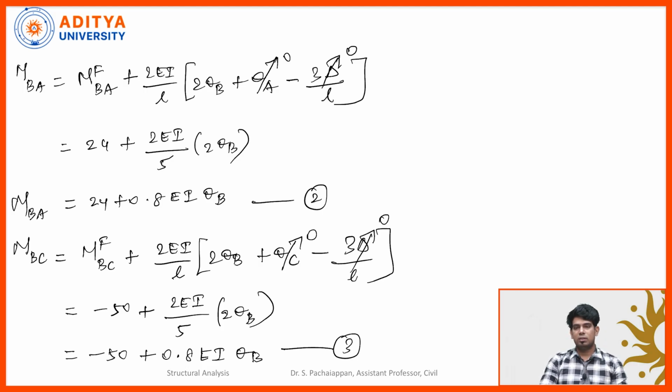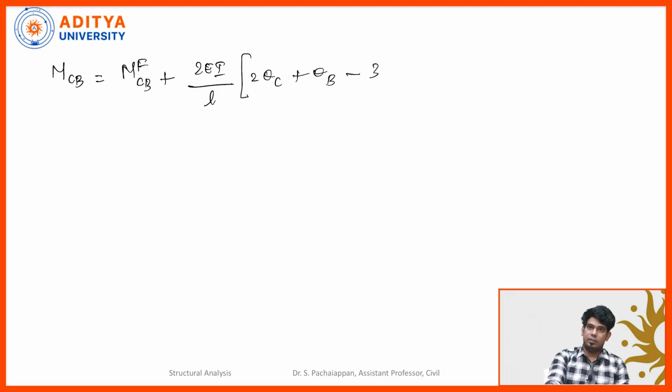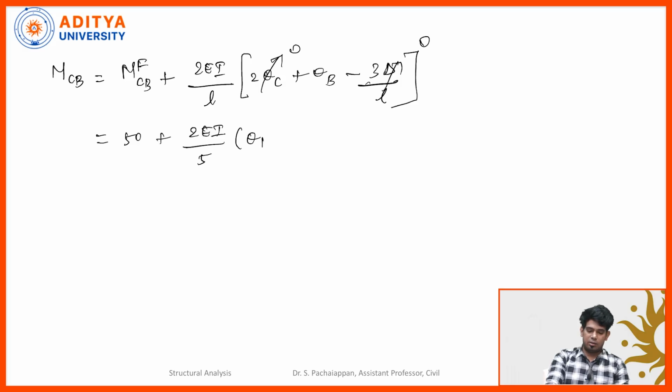So we have one more equation to solve, that is MCB. So this is the value of MBC. So let us solve for that also. MCB is equal to MFCB plus 2 times EI by L into 2 times theta C plus theta B minus 3 del by L, okay. So no support settlement, so that is 0, and support C is a fixed support, so theta C is 0. Let us substitute the remaining values. MCB: the fixed end moment is plus 50 kilonewton meter plus 2 times EI by L, where L is 5 meters, and then we have theta B here. Further simplifying this, MCB is equal to 50 plus 0.4 times EI into theta B. So this is the fourth equation.